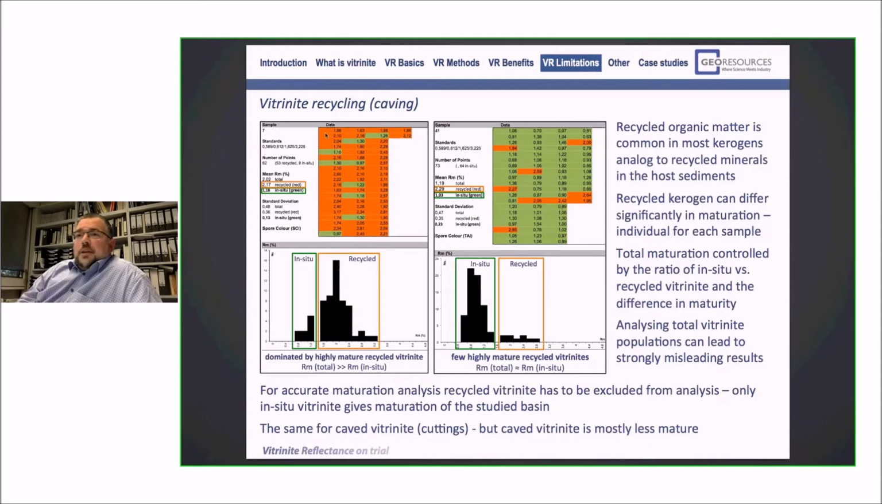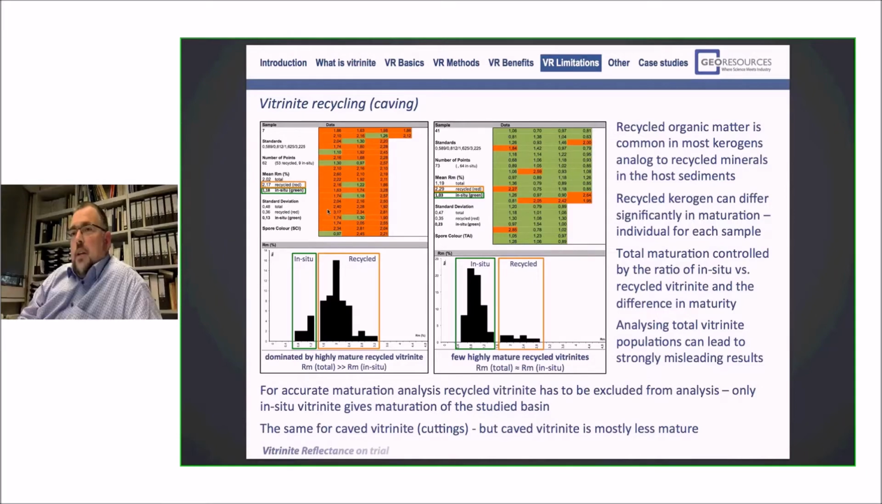It's not only the number of recycled versus in situ, it's also the maturation of the recycled part, which affects the total maturation. If you have less amounts of recycled material, but very high mature, then we get the same effect like with a lot of recycled material with less maturation. So these both influence the total maturation of our sample.